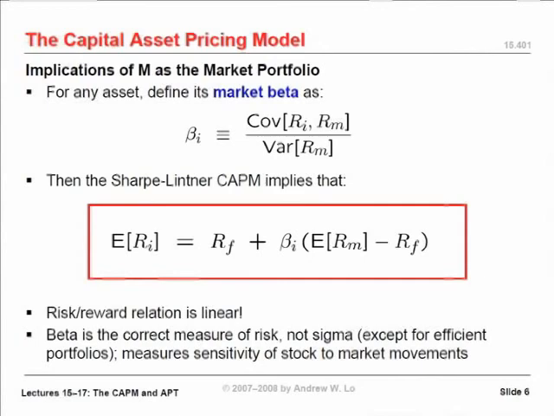Beta, it turns out, is the right measure of risk in the sense that it is the beta that determines what the multiplier is going to be on the market risk premium, which is to be added to your asset's expected rate of return above and beyond the risk-free rate. That's how the cost of capital is determined for your asset. Okay?